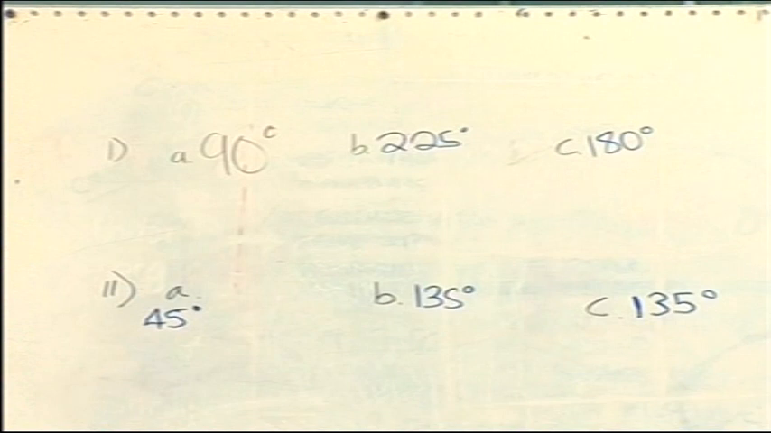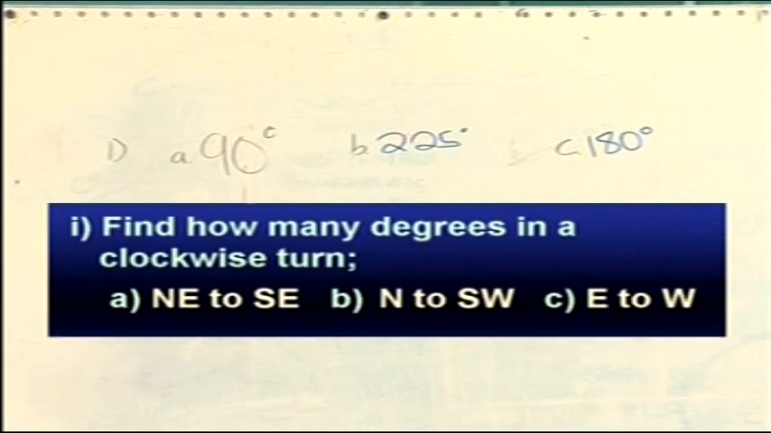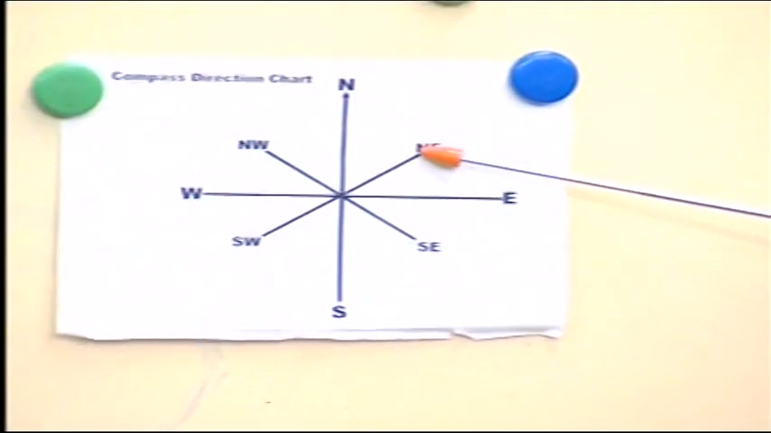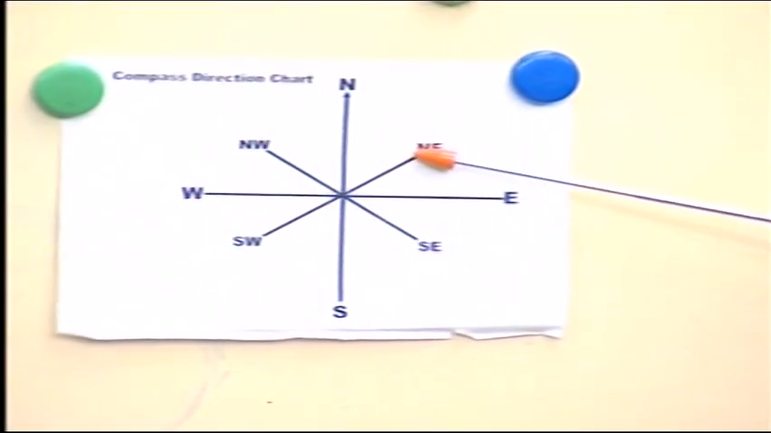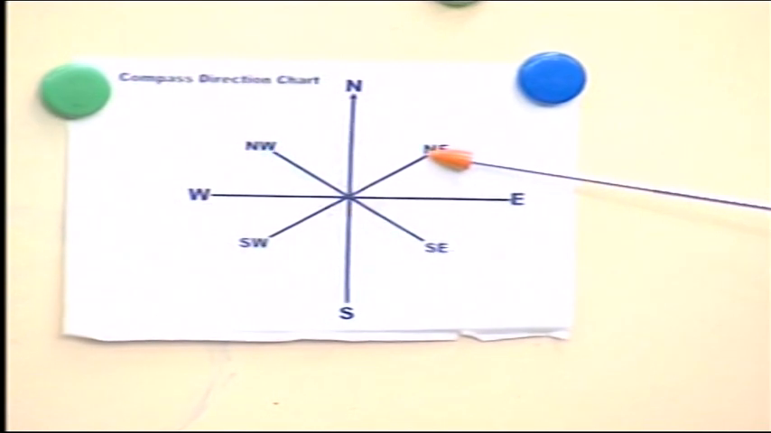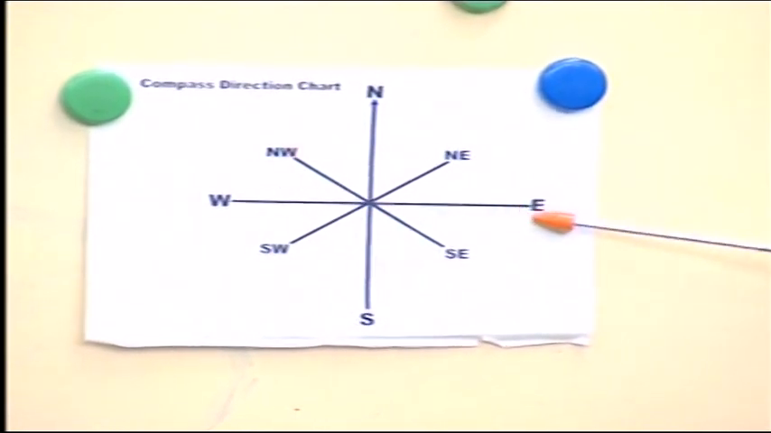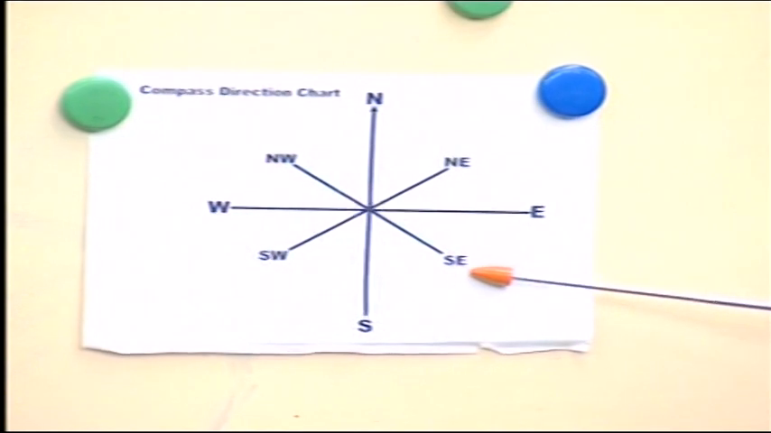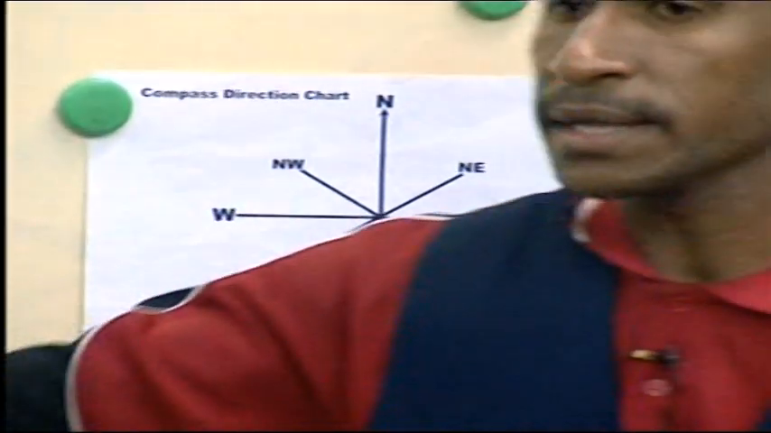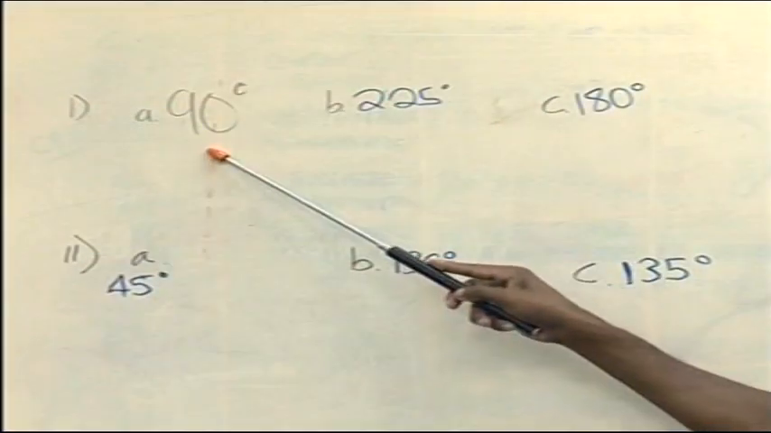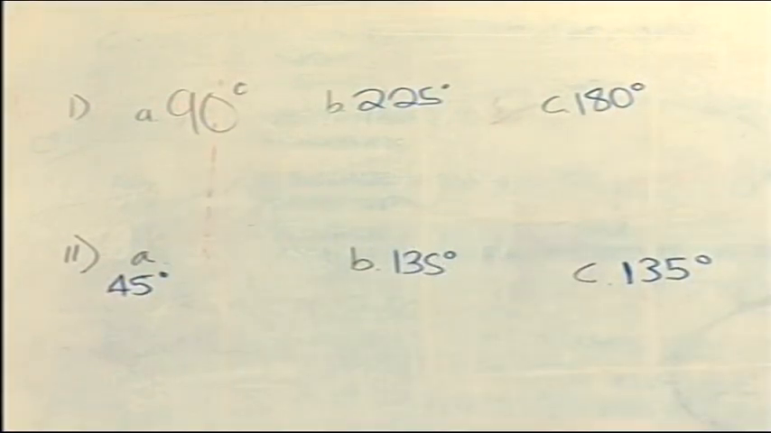1A. Find how many degrees in a clockwise turn from northeast to southeast. So, receiving students and Sevenis, this is northeast. We move clockwise. Left or right? Okay, clockwise is always right. So, from northeast to southeast. How many degrees is that? 90 degrees. So, is our answer correct? 1A. Okay, 90 degrees is correct. Let us go to the second one.